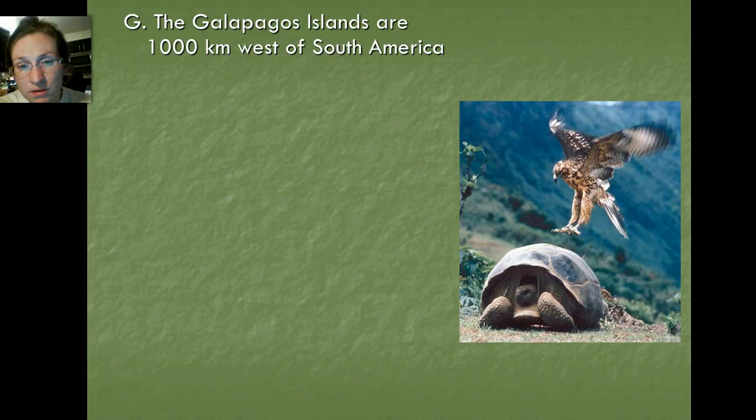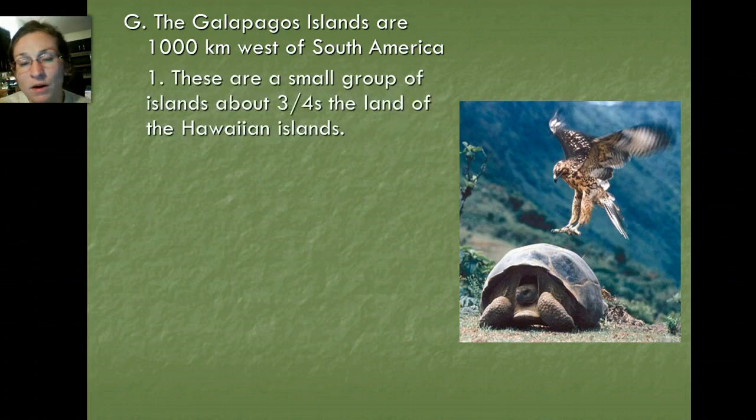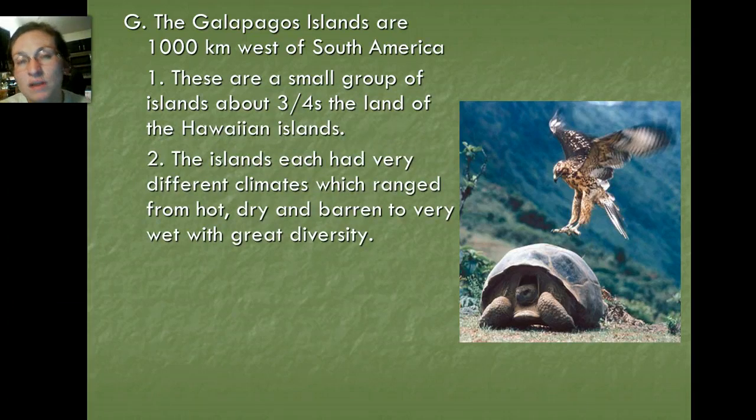Now, the Galapagos Islands are 1,000 kilometers west of South America, and they are a small group of islands, about 3/4 the land of the Hawaiian Islands. And they each had different climates, which ranged from hot, dry, and barren to very wet with great diversity. So this was a very prime site for Darwin to study different organisms in life and how they were able to adapt to different climates.